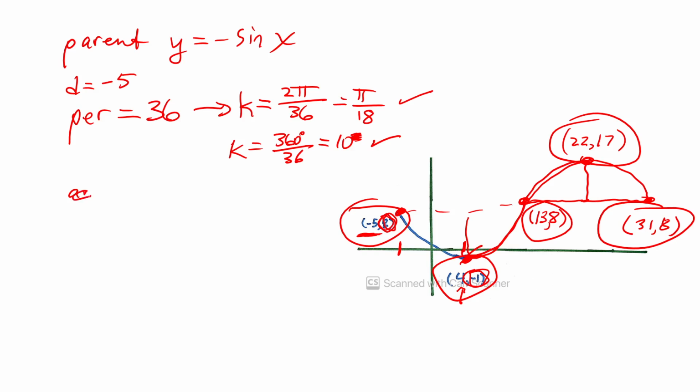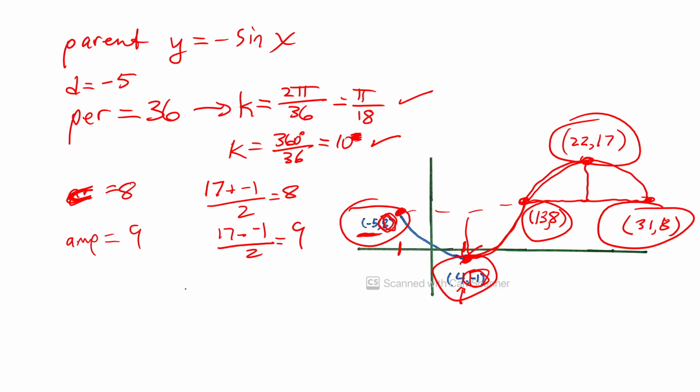Our c value in this question, the y value of the axis of symmetry, by observation is 8. If for some reason we want to use a formula, it's the maximum y value plus the minimum y value divided by 2. 16 over 2 is 8. And our amplitude in this question is 9. If we want a formula, it's the maximum y value minus the minimum y value, all over 2, which equals 9. Since the amplitude is 9 but the parent function is negative sine x, we say that a is equal to -9.